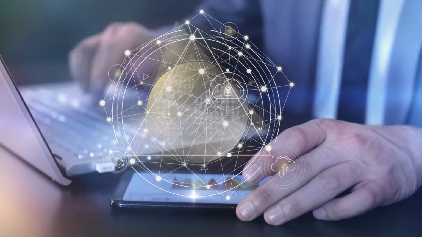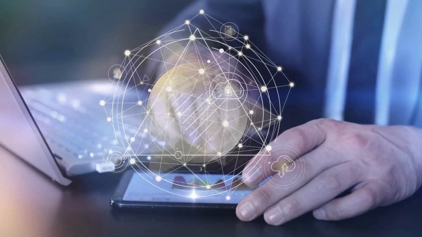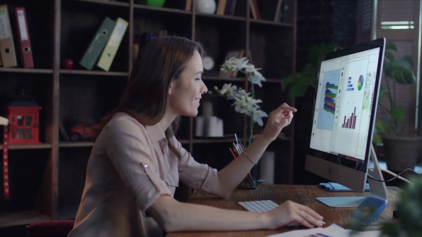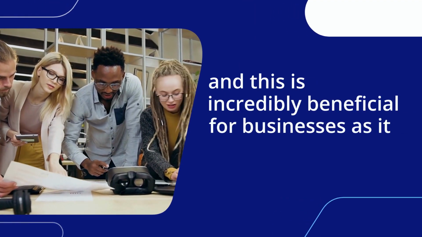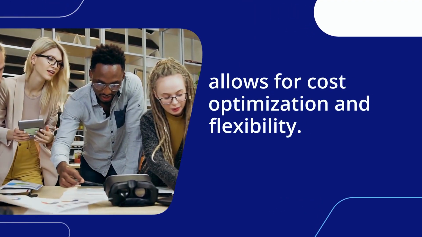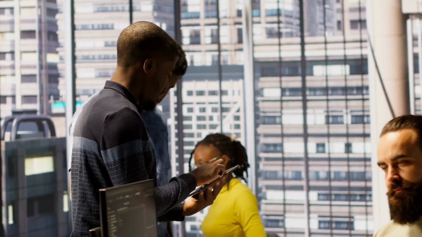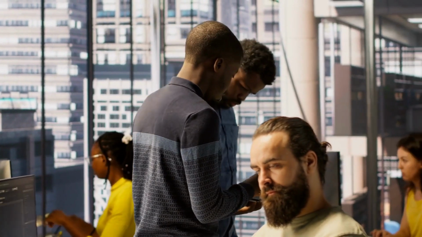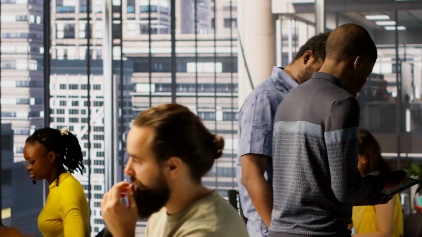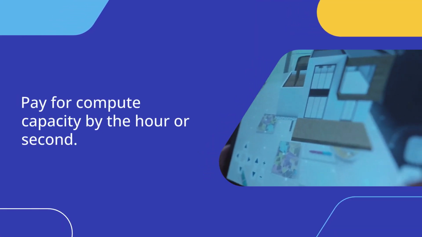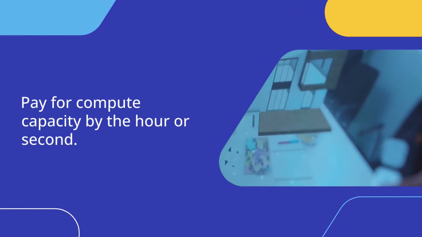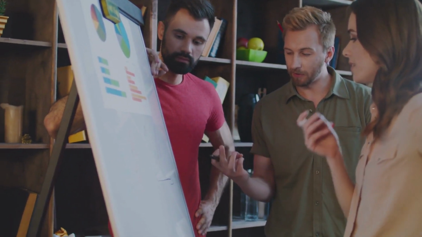AWS Pricing Overview. To begin, let's explore the AWS pricing structure. AWS offers a pay-as-you-go pricing model, which means you only pay for what you use. And this is incredibly beneficial for businesses as it allows for cost optimization and flexibility. There are several pricing models you should be familiar with. On-demand pricing. This model allows you to pay for compute capacity by the hour or second, with no long-term contracts or upfront payments. This is ideal for applications with unpredictable workloads.